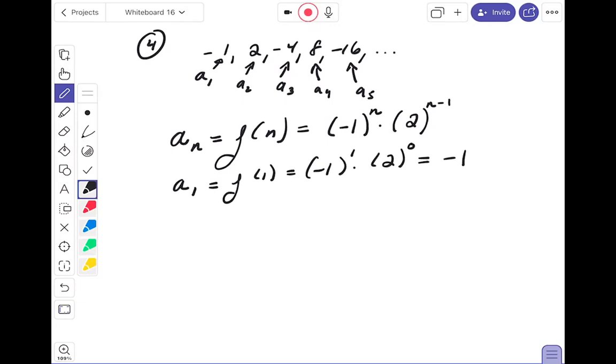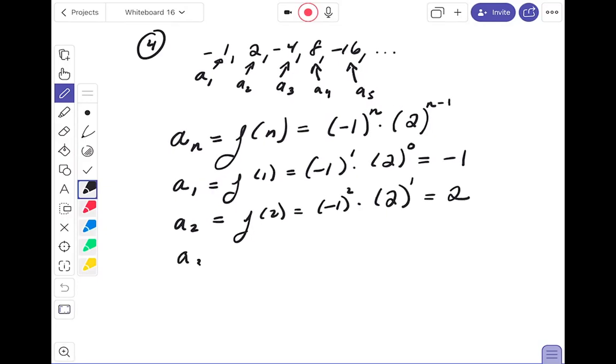Let's try for the next term, A2. Well, what's A2? Let's take a look at that. That'll be f of 2, right? That's going to be minus 1 squared times 2. Well, 2 minus 1 is 1. What's it going to give us? 1 times 2, which is 2. It seems to be working out really nicely.